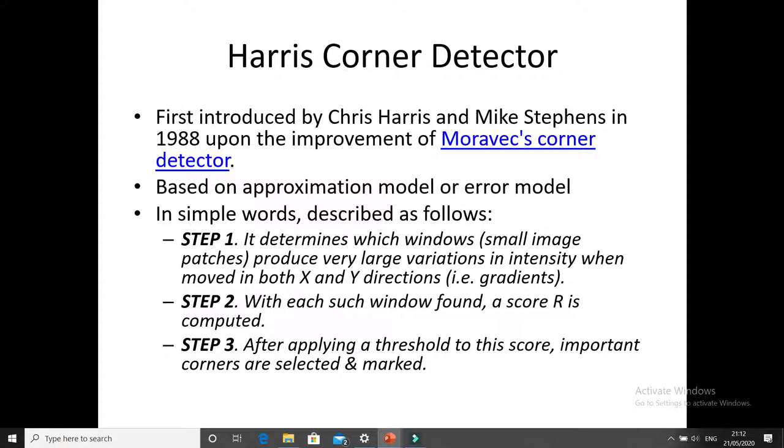In the first step, it determines which window, that means which small image patch, produces very large variations in intensity when moved in both x and y directions, that is, in gradients. Second, with each such window found, a score R is computed. Finally, after applying a threshold to this score R, important corners are selected and marked.